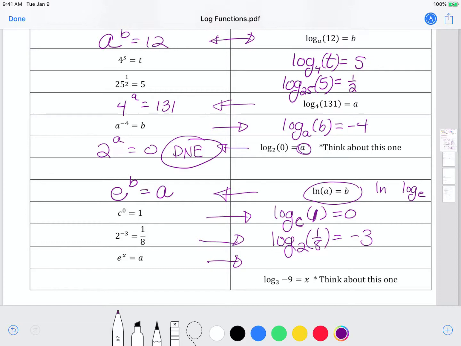Okay, next one. I take e to the x is equal to a. My base is e, so I can write it as log base e. My exponent is x, so I'm going to set this equal to x, and I'm taking the log base e of a. Now, because this is log base e, another way you can write it is natural log of a is equal to x. Either one is fine. They mean the same thing, just so you're aware. But on your calculator, log base e is shown as ln.